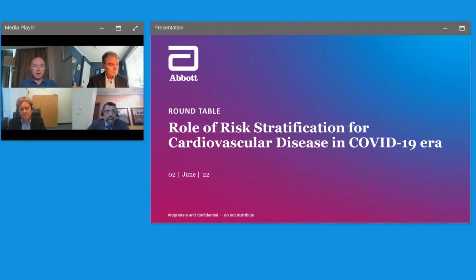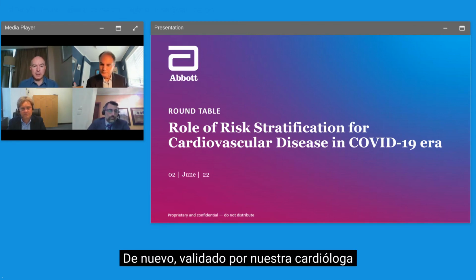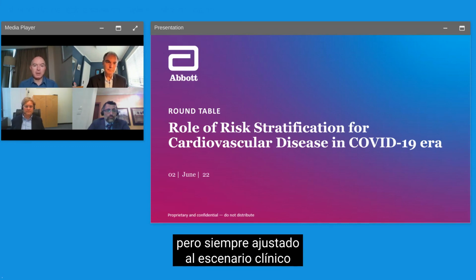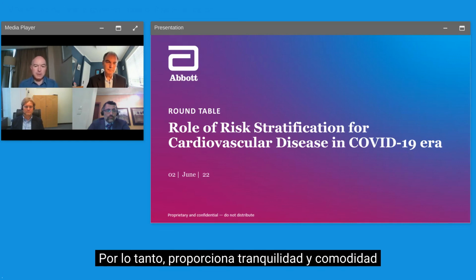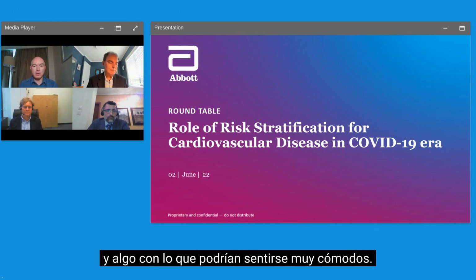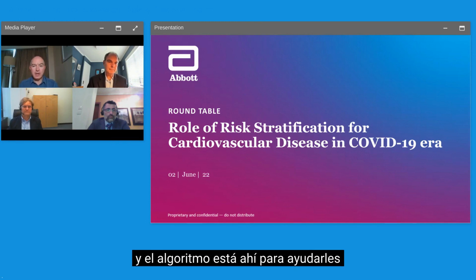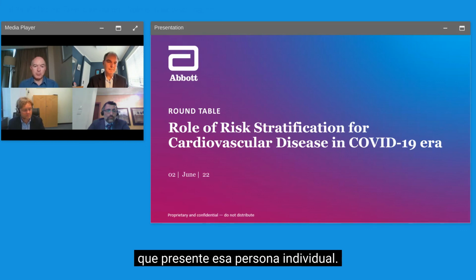So we have this algorithm that is similar to what we heard earlier, validated by our cardiologists and in use with our physicians, but it's always adjusted to the clinical scenario of an individual patient and their overall cardiovascular risk. So it provides reassurance and comfort for the physicians that there is a next step that would be logical and something they could be very comfortable going with. But at the end of the day, as physicians, we treat an individual as an individual. These are all N of one trials, essentially. The algorithm is there to help in decision-making, but it's based on the overall risk situation that individual person comes forward with.